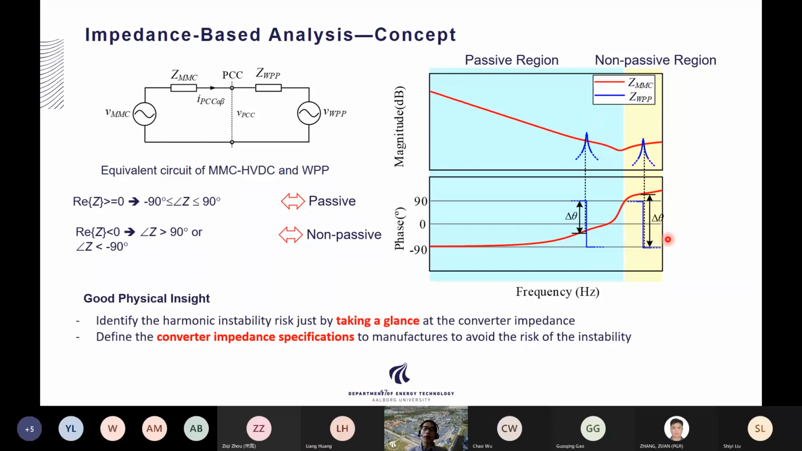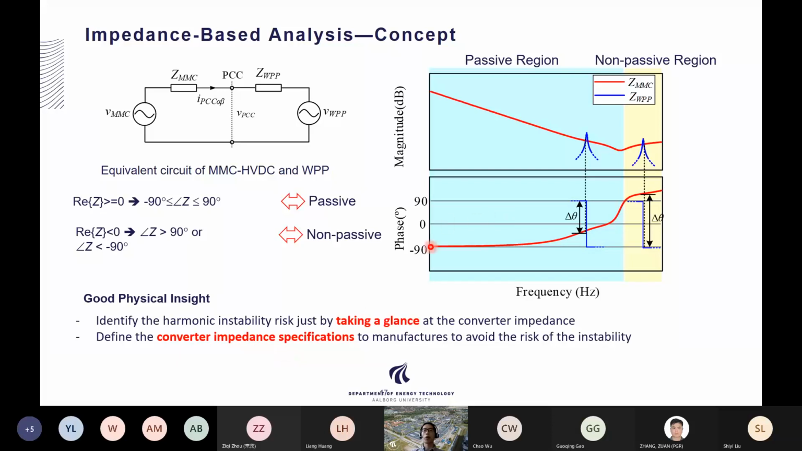So based on that intuition, you can see that the impedance method is quite straightforward, because it reveals a lot of information. You can just take a glance at the converter impedance, and you can identify the risk of harmonic instability. And also for transmission system operators, they can easily put a specification to manufacturers.